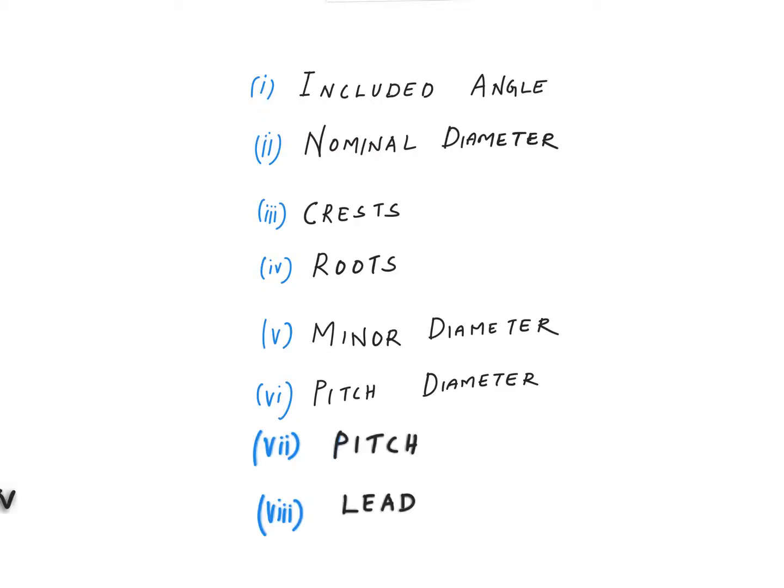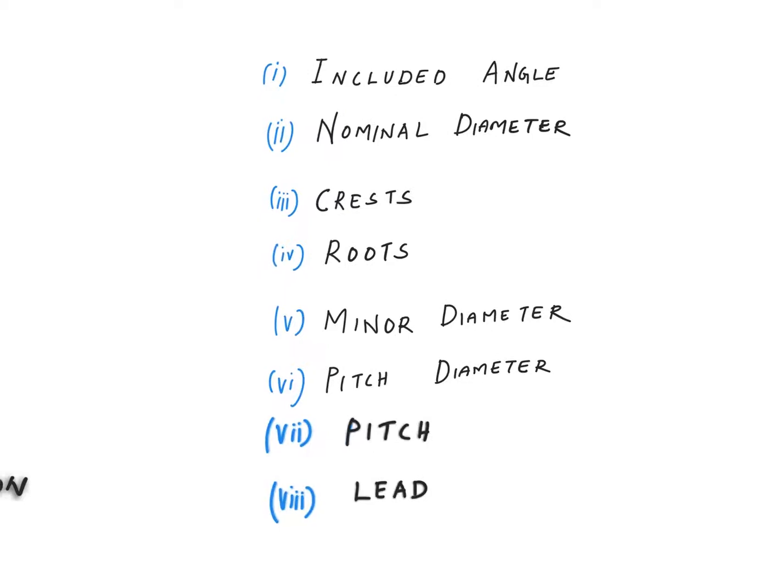We saw what is an included angle. We saw what is nominal diameter. I showed you what are crests, what are roots, then minor diameter, pitch diameter. Pitch I explained to you. Now there is something called lead. Once you rotate a screw or a bolt by one complete rotation, what is the amount that this particular bolt advances in one direction? That is called the lead. For single start threads, your pitch and lead are the same. So you may be asking me, what is single start threads? Hold on, I will explain that in a minute.